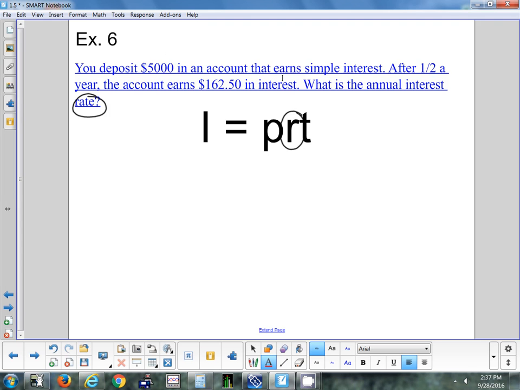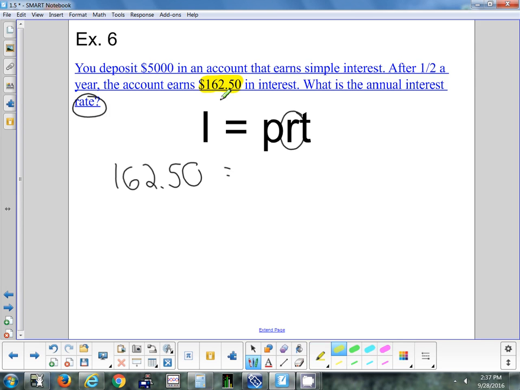Shannon. $500. Next thing should be what? Before that, we're leaving it at that. That's what we're trying to find, the rate, R. One more thing. The time. What's the time? So what should I put instead of T?